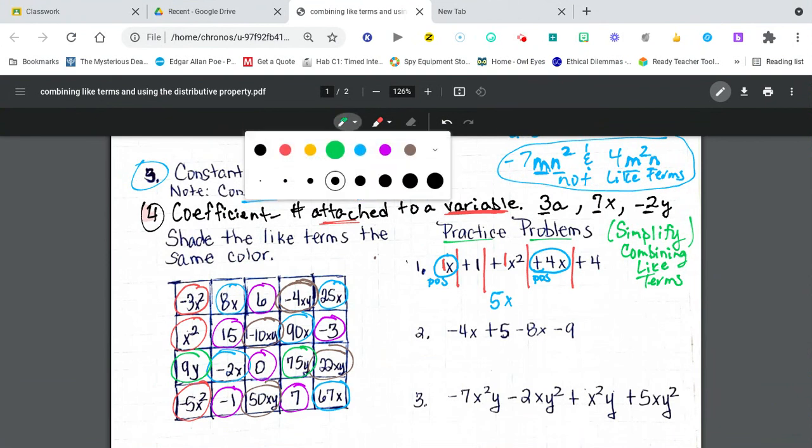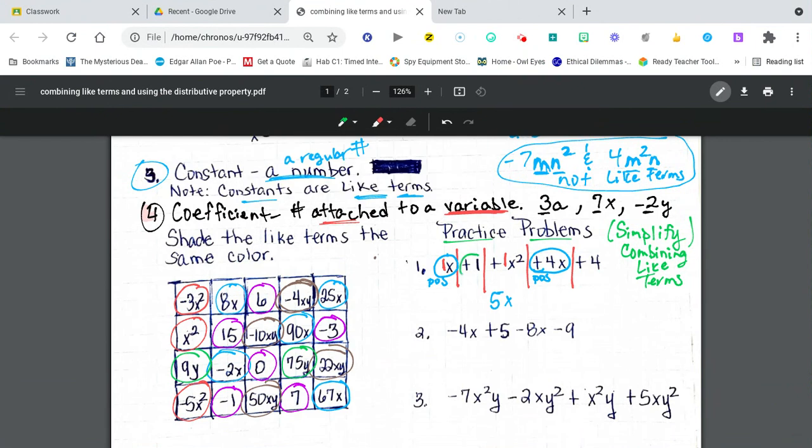Okay? Now, +1 is like the other constant of +4. Both of those are positive. So I add those and get +5. But what about this? It's not like anything. So I just bring it down. And I can put that 1 back there.